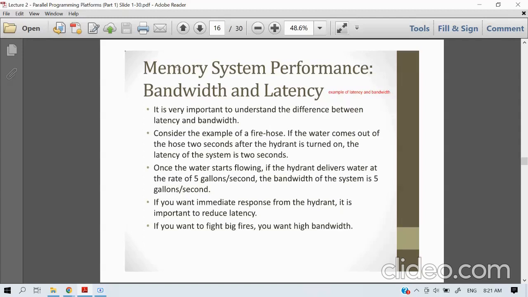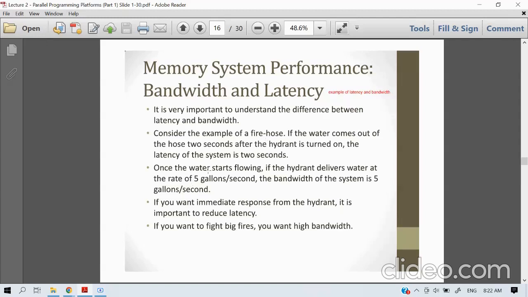Consider the example of a fire hose. We have the fire hose here. If the water comes out of the hose 2 seconds after the hydrant is turned on, the latency of the system is 2 seconds. It means how much time we need to wait for the water to come out of the hose after it is turned on. So in this case, 2 seconds.